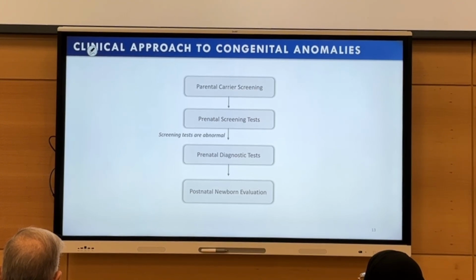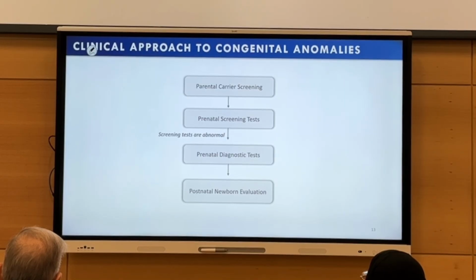Is PCR a test? It's a method. Yes, it's a method for a test. What's the test?